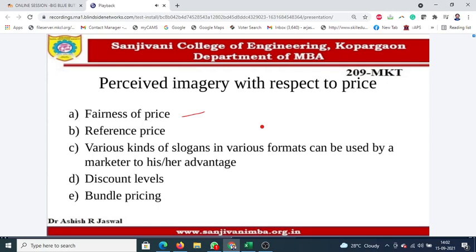Two brands, one at 10 rupees, one at 20 rupees. I will try to understand and make a comparison. Why pay 10 rupees? Why pay 20? Generally, marketers will try to have a differential pricing strategy.